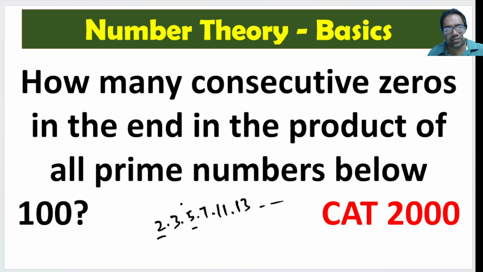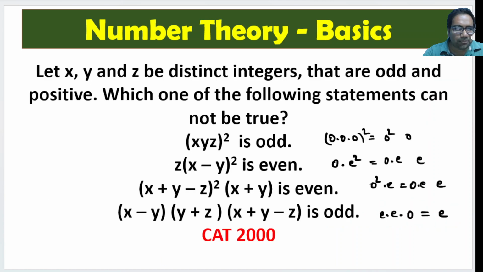Even if there are multiple 2's, it doesn't matter. Even if there are multiple 5's but only one 2, or multiple 2's but only one 5, it doesn't matter. So it is the intersection of 2 and 5. In this case, 2 and 5 together come only once. 2 is coming only once, 5 is also coming only once. So there is only one 0 at the end of this product. This is such a simple problem. Next, in this very basic question, I don't know why they have given this question.